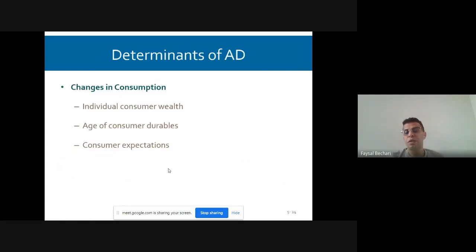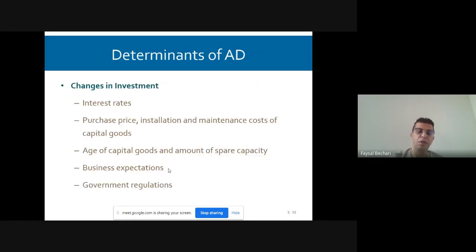So how do we determine aggregate demand? Aggregate demand is determined by individual consumer wealth. How wealthy is the consumer? How much are they willing to spend? The age of consumer durables and the consumer expectations. What are their expectations? Now, determinants of aggregate demand also depend on the change in investment. So if the interest rate is high, people will borrow less, and when they borrow less, they buy less.